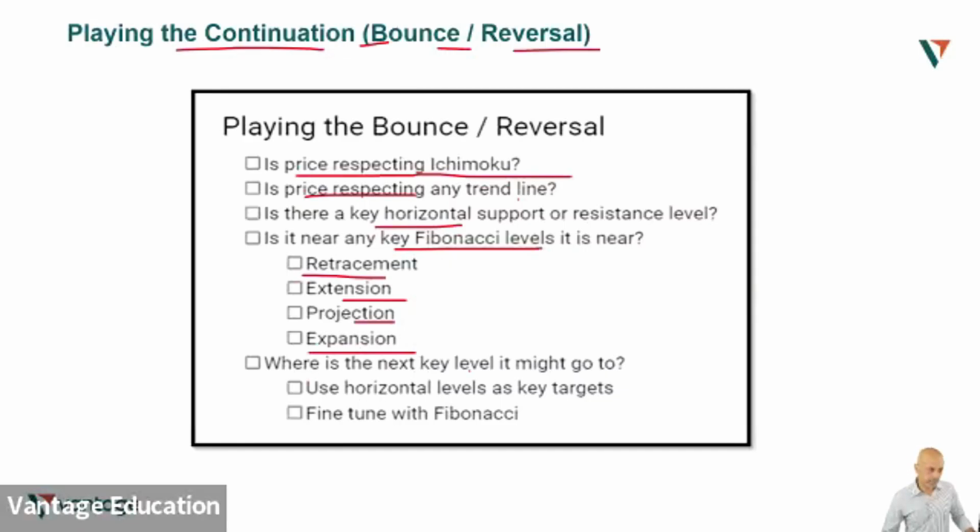And what is the next level where price may end up? We can then use, once again, the ascending trend lines, descending trend lines, and the channels as potential targets. We can also use Fibonacci levels as potential targets. And of course, we can use key horizontal levels, whether they're support or resistances, as potential targets as well.